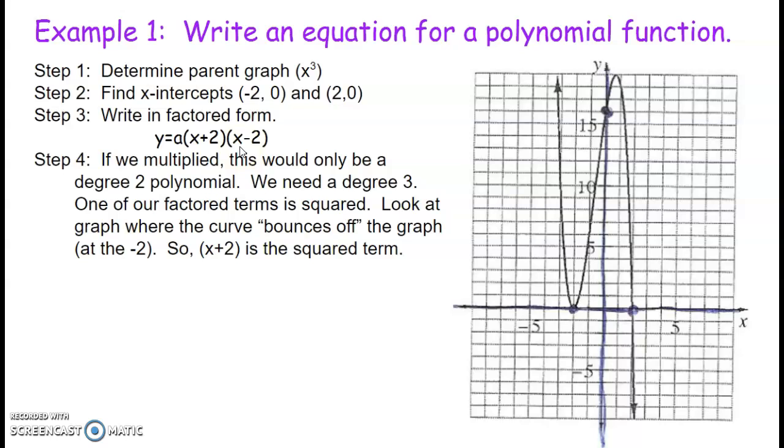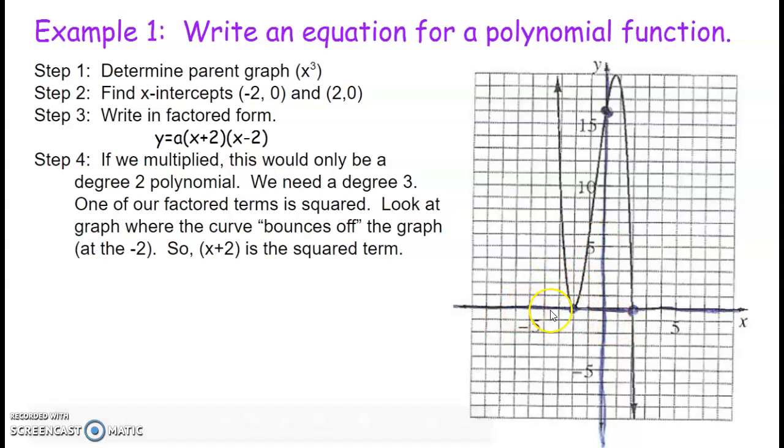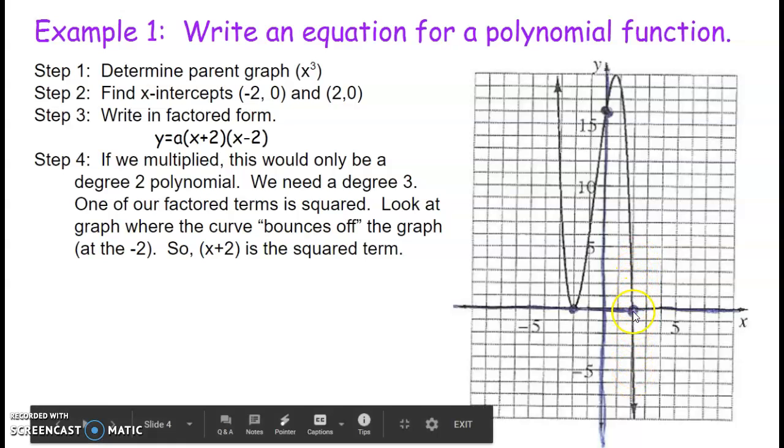The way to determine which one is squared is to go look at the graph and see where the curve is bouncing off of the x-axis. So this intercept over here, the curve goes through it. It doesn't turn around, if you will. This one goes straight through from the positives into the negatives. So we want to look for one that's going to turn around. And that turns out to be this one over here.